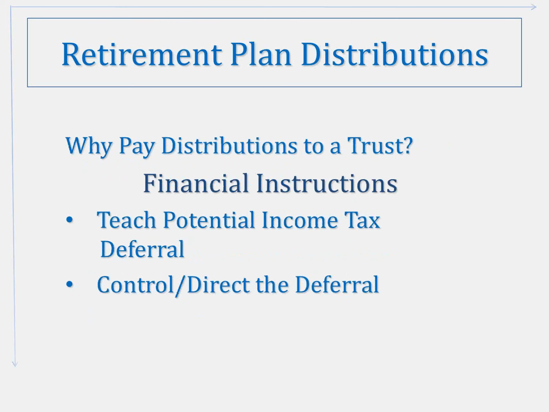So there's also another reason. That's to pay distributions to the trust to get financial instructions followed. First of all, if the beneficiary does not understand about the potential for income tax deferral or the stretch out, then it's important for the trustees of a trust or someone who's involved in the trust to teach them, particularly if they're young or underage. And also, it's important for the trust sometimes to have people be able to control and direct the deferral, particularly for people who are underage, or might have other disabilities, or they might be spendthrifts, who knows.